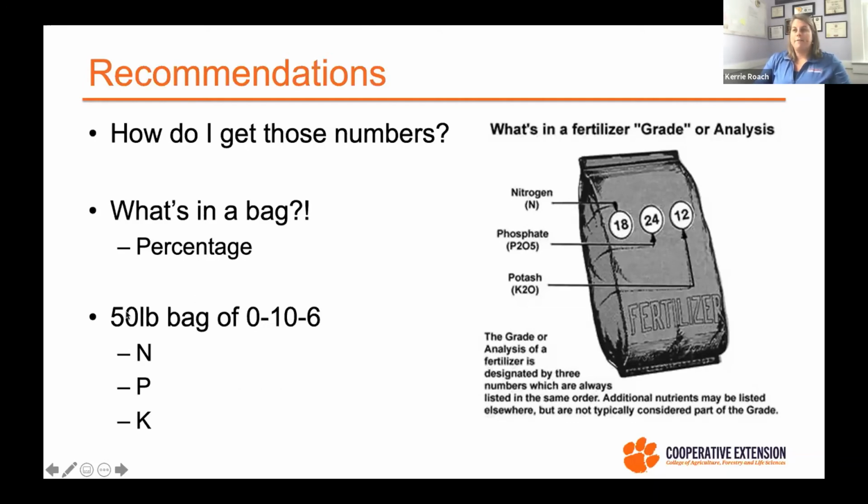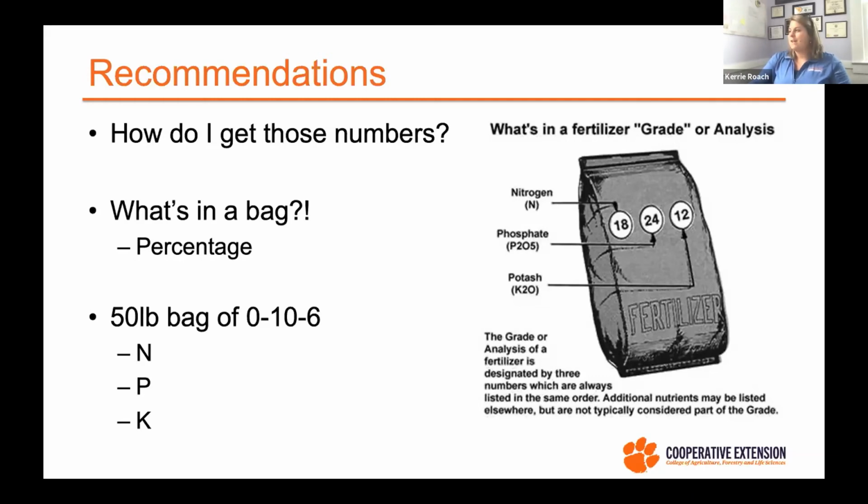So if I have a 50-pound bag of 0-10-6, can anybody write in the chat box how many pounds of phosphate or P2O5 are in that bag? How many pounds of phosphate are in the bag? That's right. 5 pounds. Thanks, Lynn. So yeah, there's 5 pounds of phosphorus or phosphate and 3 pounds of potash.